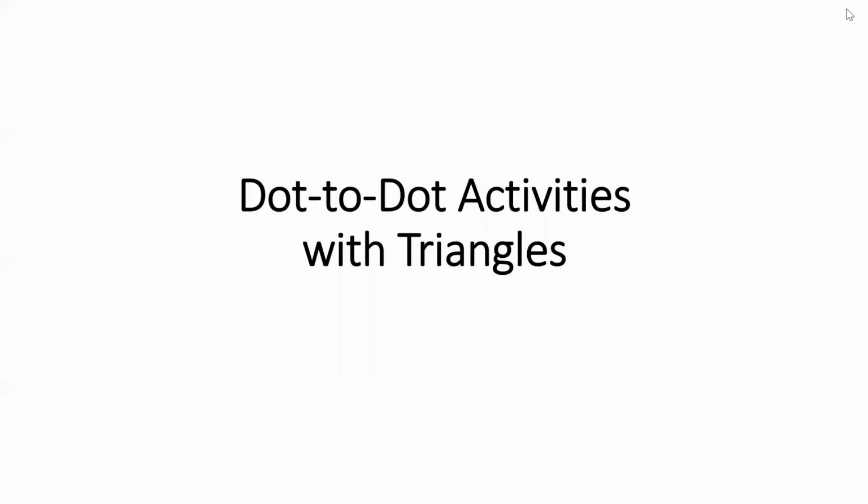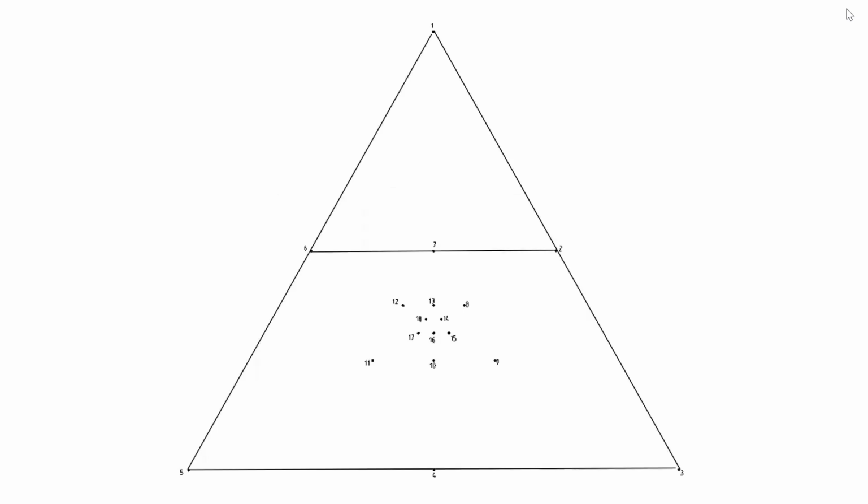Children, of course, also love dot-to-dot activities. So this manuscript I've put together has quite a lot of dot-to-dot activities in with triangles and squares and so forth. If we connect dots together in the following way, we find that we generate a sequence of triangles inside a triangle. So there's a triangle inside the triangle, inside the triangle, inside the triangle.